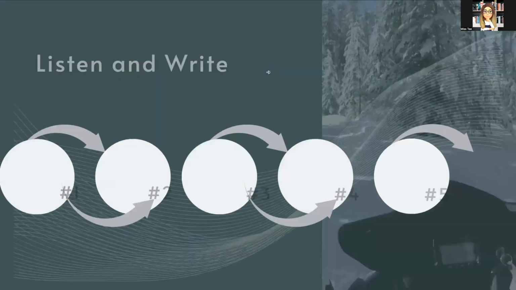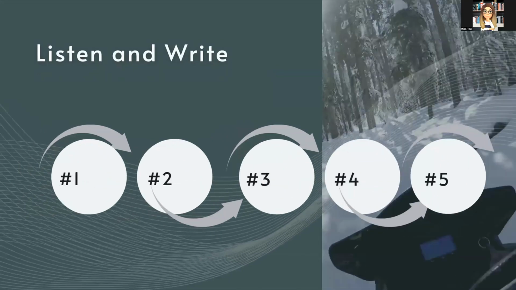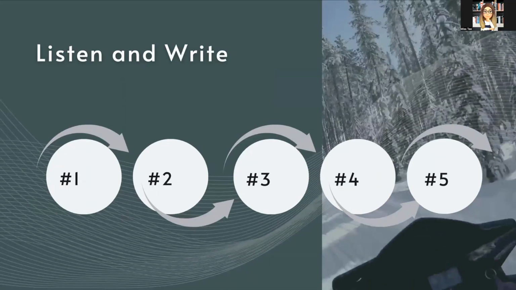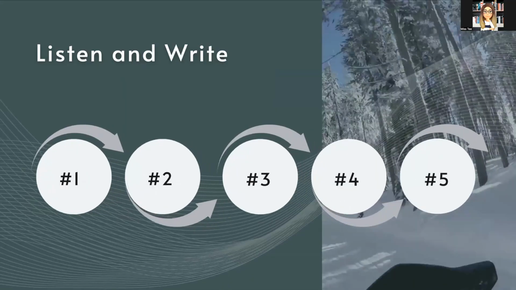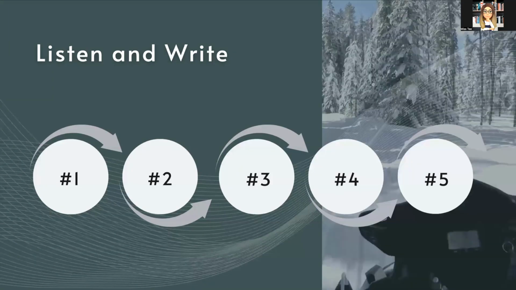On the screen, you're going to see numbers 1 to 5. Each number represents a different sentence that will be read. We'll start with sentence number 1. Number 1. The kids built a snowman and shivered in the cold.